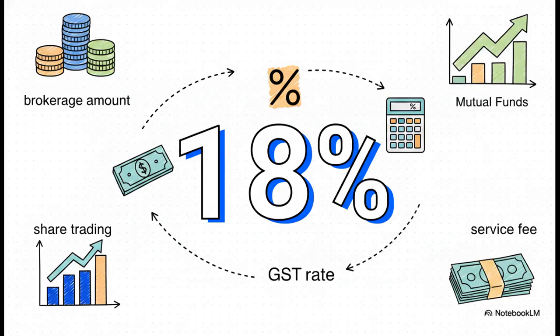Here is a number you'll see a lot: 18%. This is the standard rate of goods and services tax, or GST, applied specifically to your brokerage amount. But remember, class, this 18% is not applied to your total share value. No, it's calculated strictly on the service fee, the brokerage itself. Since the broker is providing a financial service, it attracts that flat 18% GST rate.